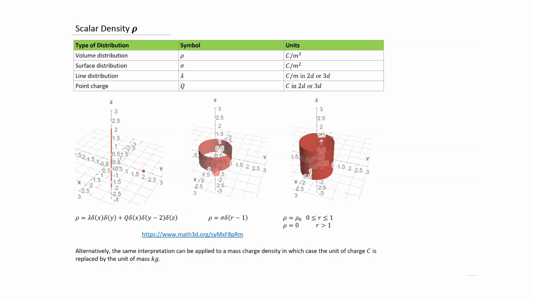and this term represents the charge density of this filament. Now let's take an example of a surface charge. So this cylinder would extend to infinity in both directions.